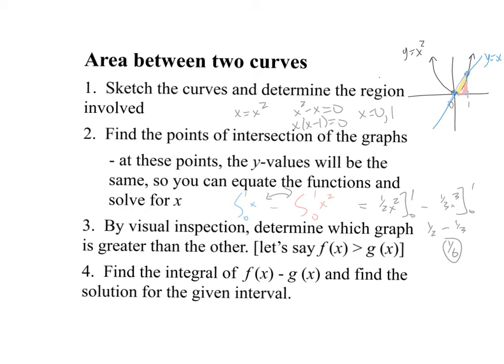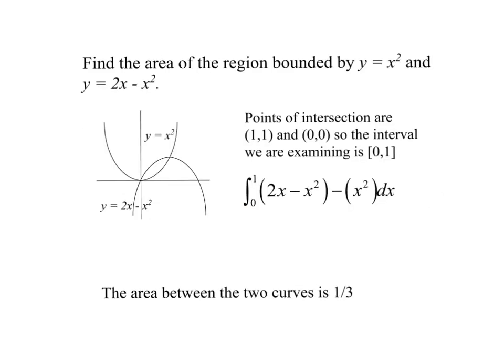But if you do the top one minus the bottom one, it'll give you the correct value. All right, so let's try another one. So this next example, you can see we have y equals x squared as our bottom quadratic, and then we have y equals 2x minus x squared, so we're looking for the area in between the two, which would be this little egg shape.